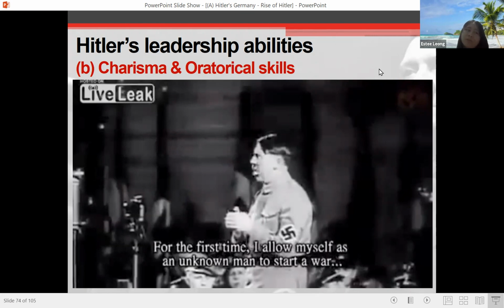And as for the content of his speech, I'm not sure if you guys noticed, there's one part where he talks about how Marxism, which refers to communism, is a threat, and this is something that all of Germany should unite against. His speech is very extreme.